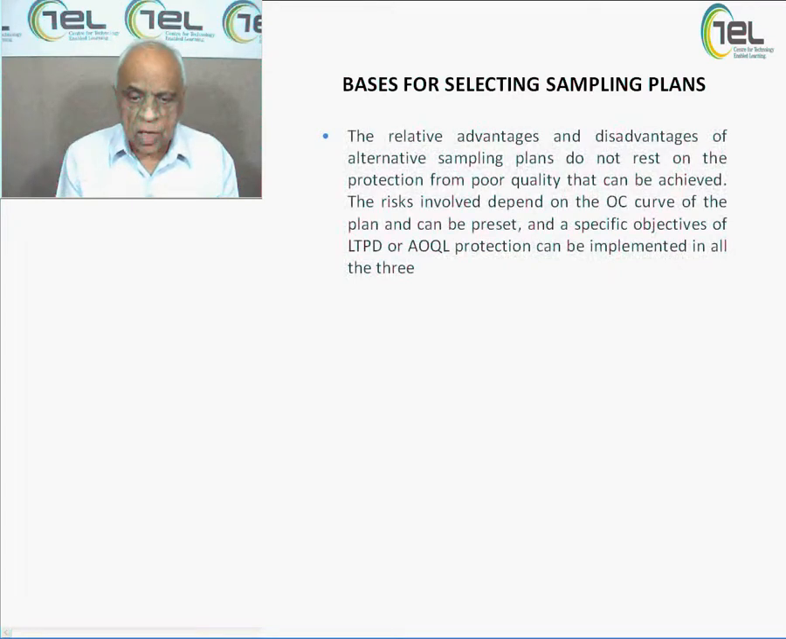Here we are talking about the relative advantages and disadvantages of alternative sampling plans. They do not rest on the protection from poor quality that can be achieved. The risks involved depend upon the OC curve of the plan, and the specific objectives, LTPD and AQL protection, can be implemented in all the three stages.